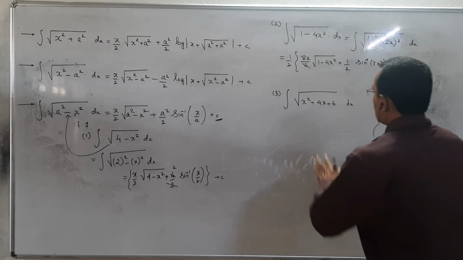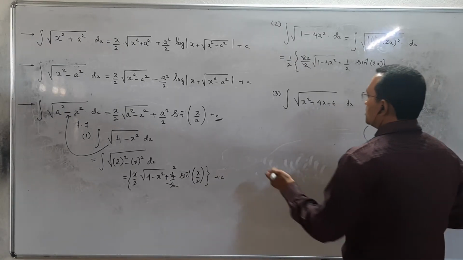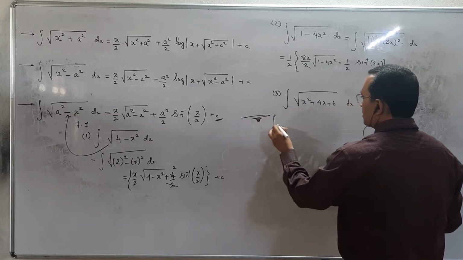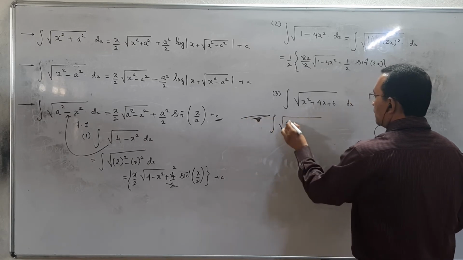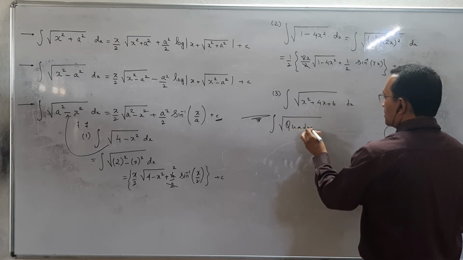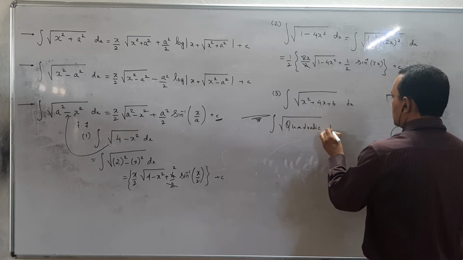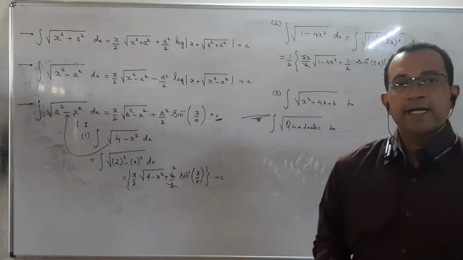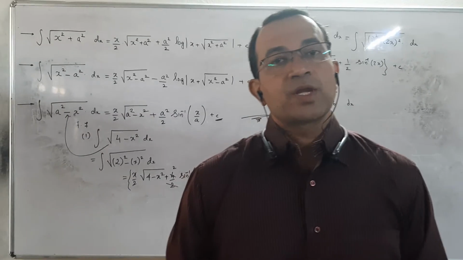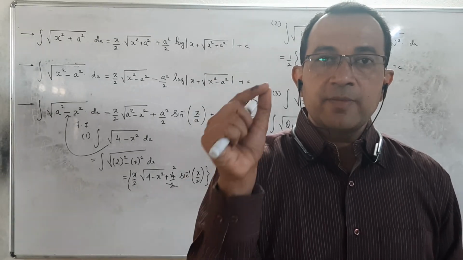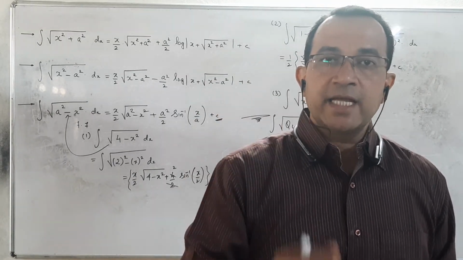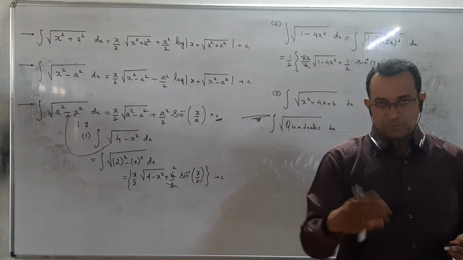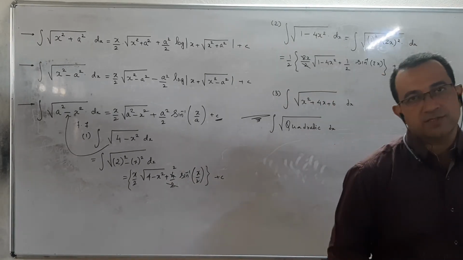Now this becomes of the general type. Integral of root of quadratic dx. So the concept and the method remain the same. Complete a perfect square by taking x square as first term and x term as middle term, and find the last term. To complete a perfect square, find the last term.